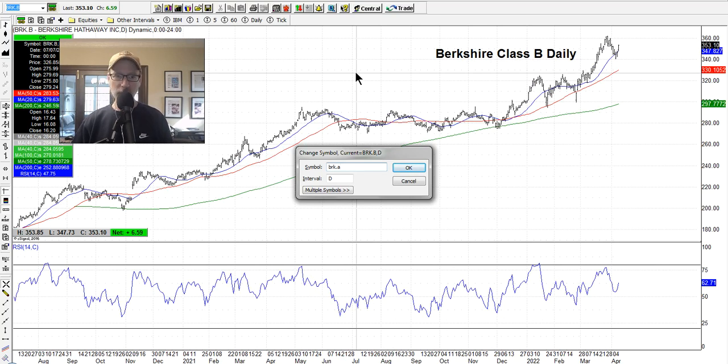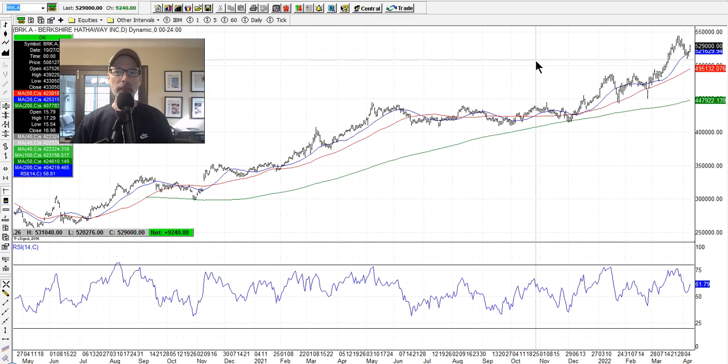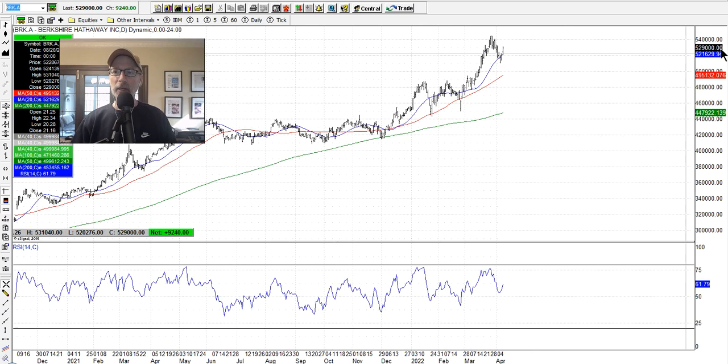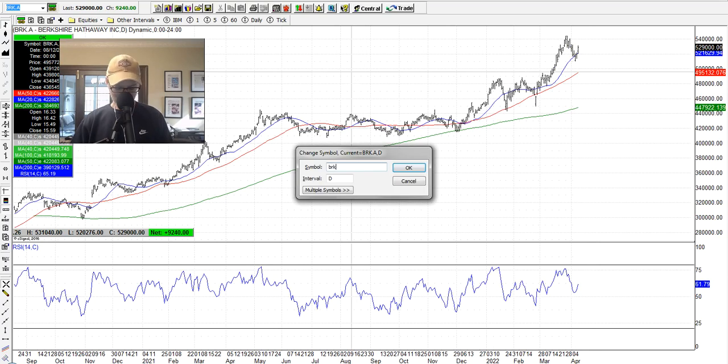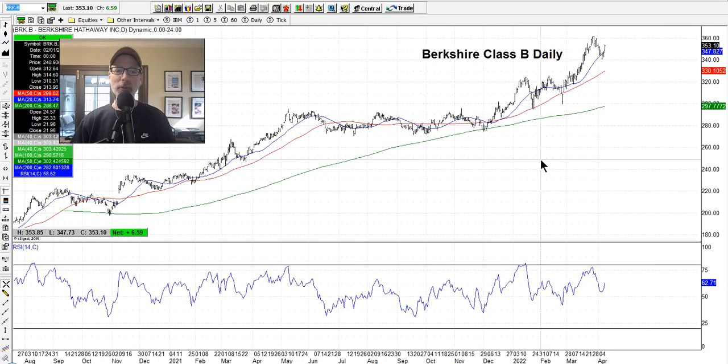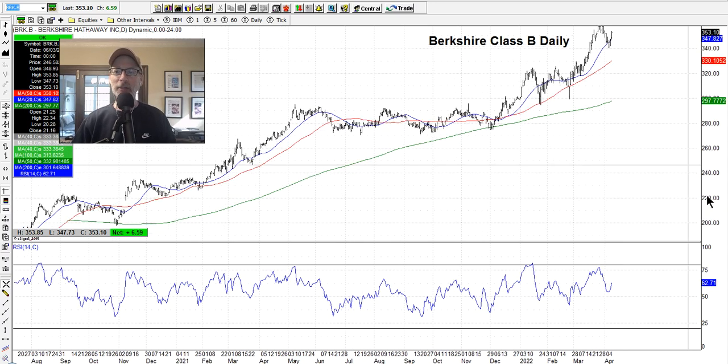And when I hit enter, you're going to see what the price is. For those of you that don't know, the Class A shares trade at a whopping $529,000 US per share. $529,000. So a touch out of the range for most of us to buy shares in that. That's why they created the Class B shares, which is, as I just showed you, $353, which is a little bit more available to, I'd say, most people. If they want to buy one share, it's $353. So we concentrate on the Class B shares.